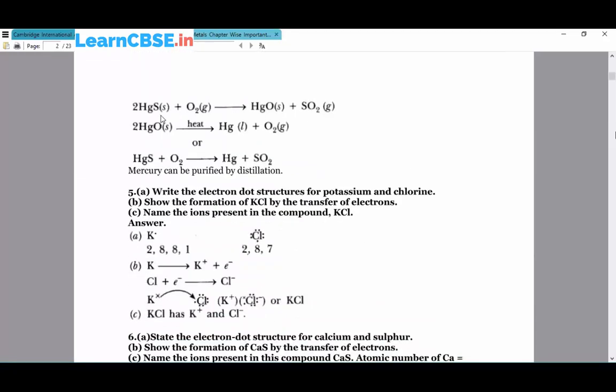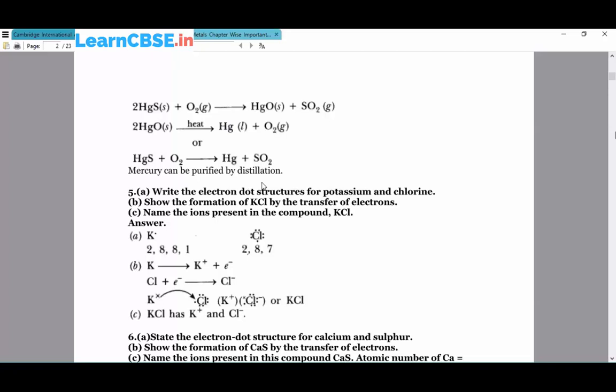So 2HgS, when burnt in air, will give HgO plus SO2. When we heat the HgO, it will liberate oxygen gas plus mercury. So HgS, when it burns in the air, gives Hg plus SO2. The mercury can then be purified by the distillation method.